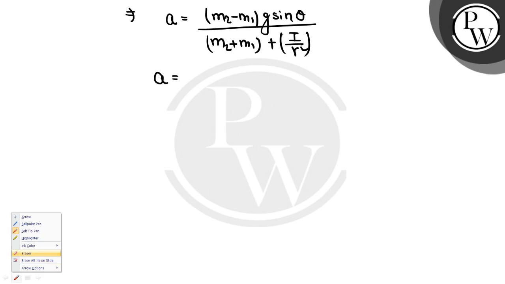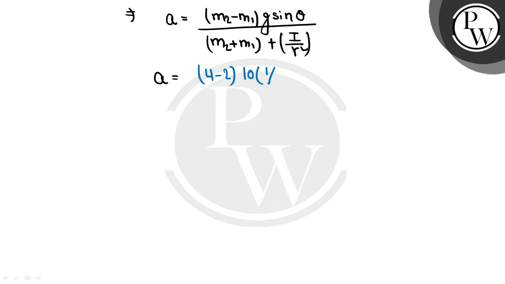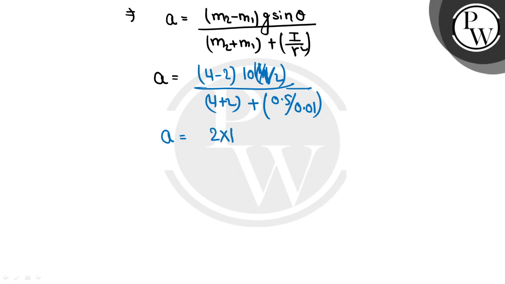So यहाँ पे सारी values put करते हैं, because we know all the values. तो यहाँ पे m2 की value है 4, m1 की value है 2, g की value we can take 10 for now, and sin theta is 1 upon under root of 2, because हमें यहाँ पे sin 45 दिया था, तो sin 45 हमारे पास 1 by under root 2 होती है, divided by we have m1 plus m2, that is 4 plus 2, plus I हमारे पास 0.5 है और r square हमारे पास 0.01 हो जाएगा. तो यहाँ पे इन सबको solve करेंगे, and we can say that it is equal to 2 multiplied by 10 multiplied by 1 upon under root of 2, whole divided by 6 plus 50.